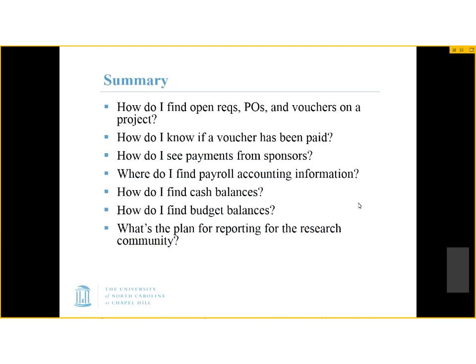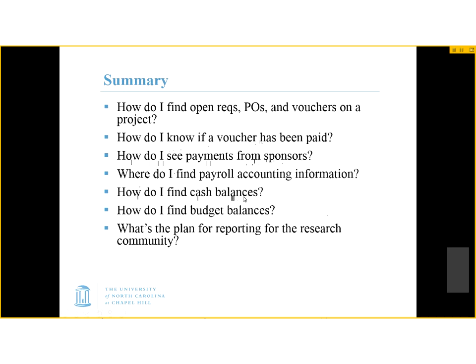Just to summarize what we talked about. We talked about how you find open requisitions, purchase orders, and vouchers. Queries coming out very soon, and I showed you some additional tools. I showed you 3 ways for how a voucher can get paid. You have the voucher inquiry, info cord, and some queries. We talked about the payments report, which shows you your payments from sponsors. The payroll and accounting information report, which shows you all payroll and payroll adjustments.